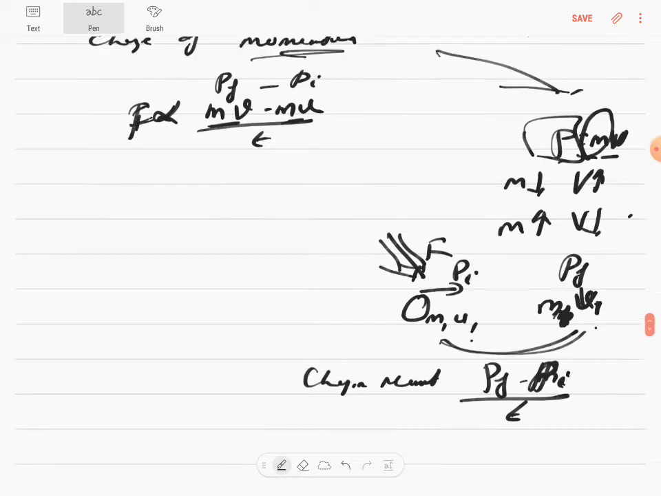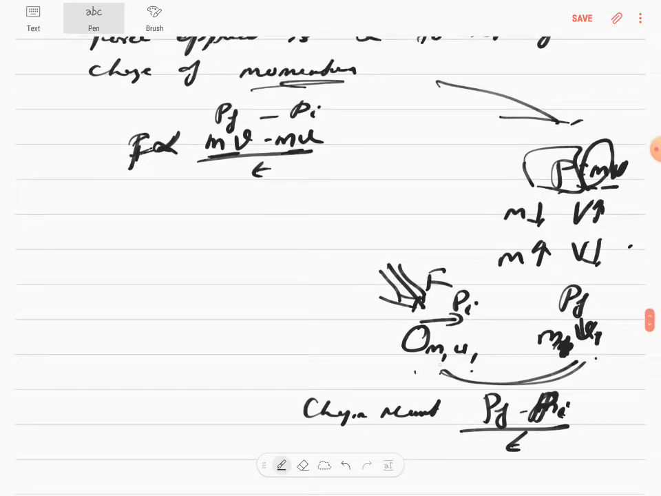So you know that in a single body, we are not talking about two different bodies. In a single body which has mass m1 initially moving with the velocity u1, the initial momentum is p initial. When its velocity increases because of an applied force, it changes to m1 into v1.